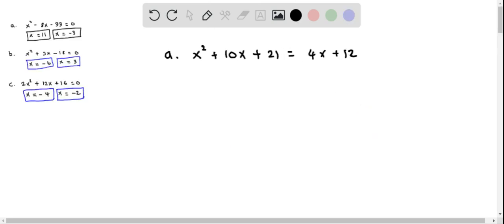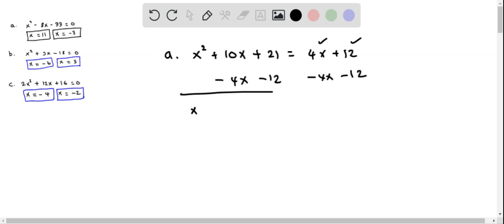Let's solve this equation. Here we have x squared plus 10x plus 21 equals 4x plus 12. So we have some expression on the left side and another expression on the right side. To solve for x, we can put this expression in a simple form by doing some rewriting. We have to transpose all the expressions on the right side to the left side. We do this by subtracting this 4x as well as this 12. So I subtract 4x as well as this 12 on both sides.